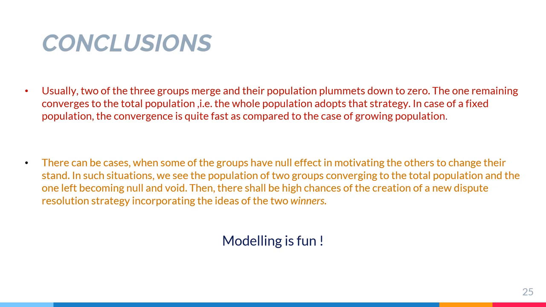There can be cases when some of the groups have null effect in motivating the others to change their stand. In such situations, we see the population of the two groups converging to the total population and the one left becoming null and void. Then there shall be a high chance of the creation of a new dispute resolution strategy incorporating the ideas of the two winners.